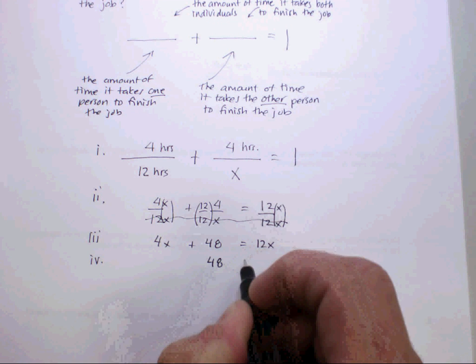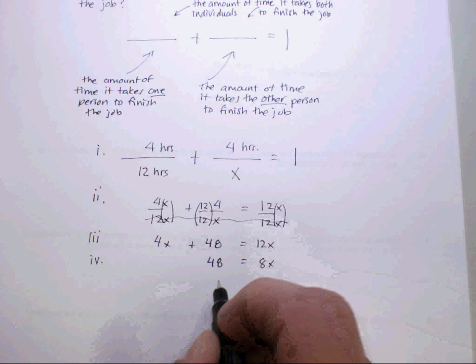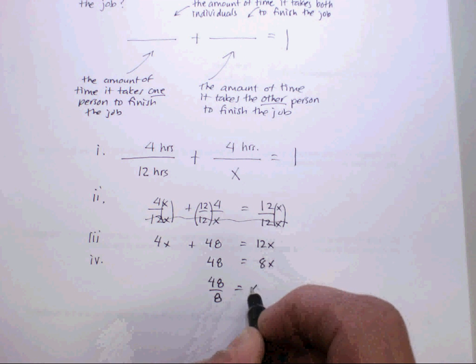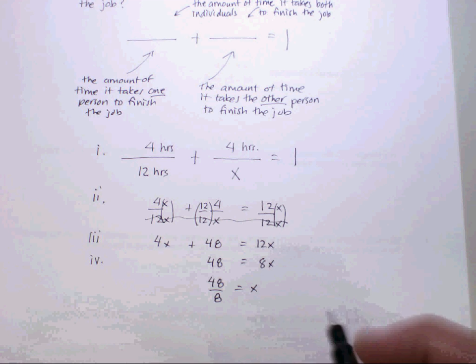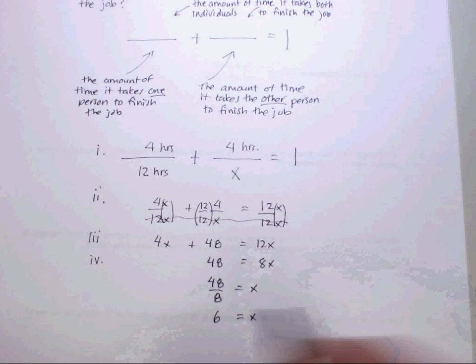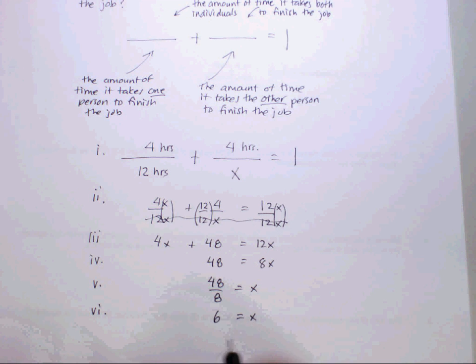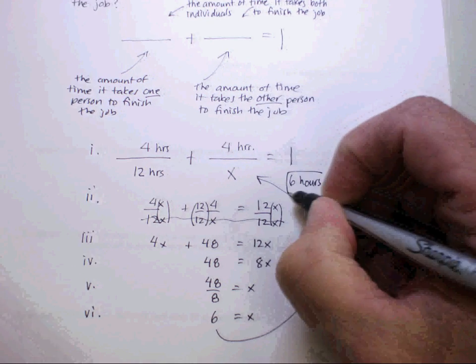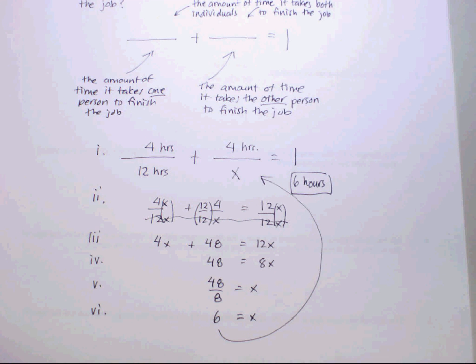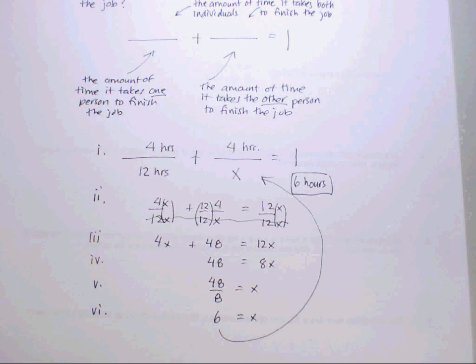So let's get rid of those. And that gives me 4x plus 48 is equal to 12x. And now it's just a matter of clearing the side and solving for x. Let's subtract 4x. I get 48 is equal to 8x. Let's divide by 8. 48 divided by 8 is equal to 6. So I get 6 is equal to x. And I'm just putting in my steps here. So the final answer will be, it will take Mike 6 hours working alone to do this job by himself. And that's the problem. Good luck doing the rest of them.